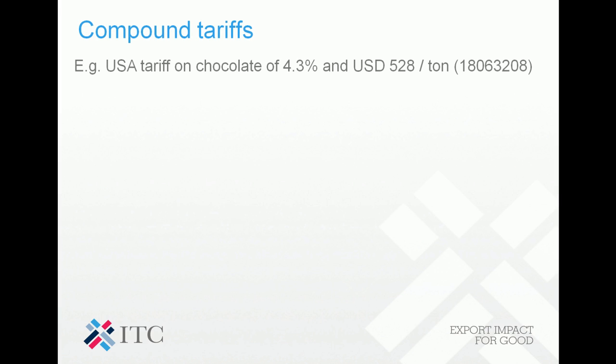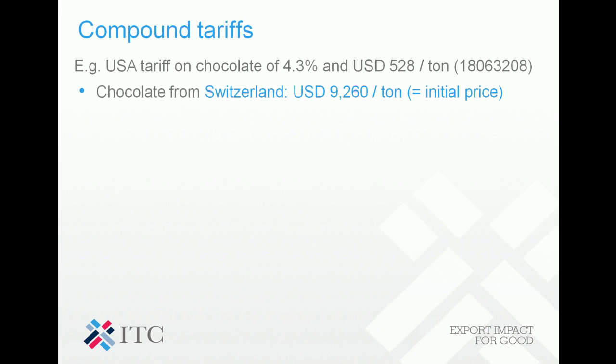For example, the USA applies a tariff of 4.3% and $528 per ton to imported chocolate of the HS code 18063208, which is chocolate in blocks, slabs or bars weighing 2 kilograms or less, not filled, containing over 5.5% by weight of butterfat, not elsewhere specified or indicated.